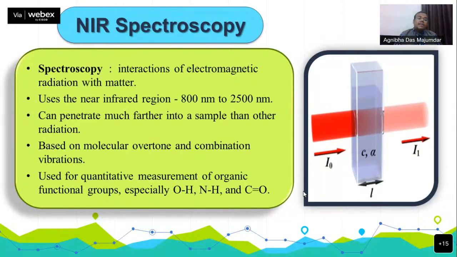Now, the NIR spectroscopy. What is NIR spectroscopy? The full form of NIR spectroscopy is near infrared spectroscopy. So basically, the term spectroscopy comes from the interaction between electromagnetic radiation and matter. Now here, what is the matter? We are talking about food safety or food quality, right? So here the matter is the food.